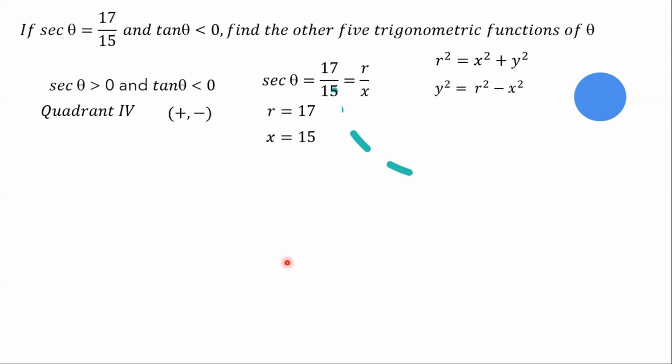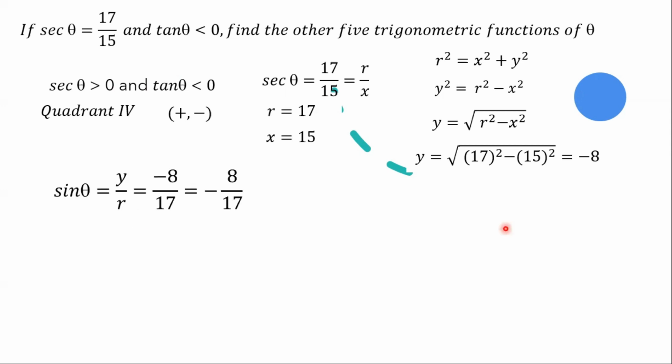Solving for y, y squared equals r squared minus x squared from the Pythagorean theorem. So y equals the square root of r squared minus x squared, substitute. Then y is equivalent to negative 8. Why negative 8? Since the terminal side of our angle lies on the fourth quadrant, where x is positive, y is negative. So therefore, y is negative 8.